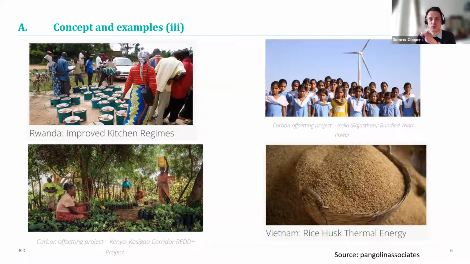The other example is the one on the right-hand side. You'll see in India a renewable energy project that again reduces the emissions. On the left-hand side below, you'll see in Kenya a project that wants to avoid deforestation, which is an example of avoiding the increase in greenhouse gas emissions. On the bottom right-hand side, and if we have people from Vietnam, they may know more about it. It's quite an interesting example also because it shows you that, and that might be very relevant for you, that you could also think about using carbon credits to finance technological innovation.